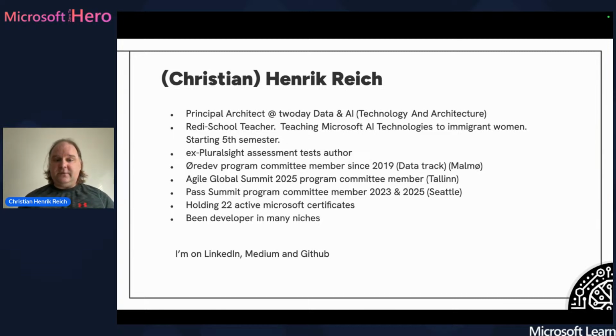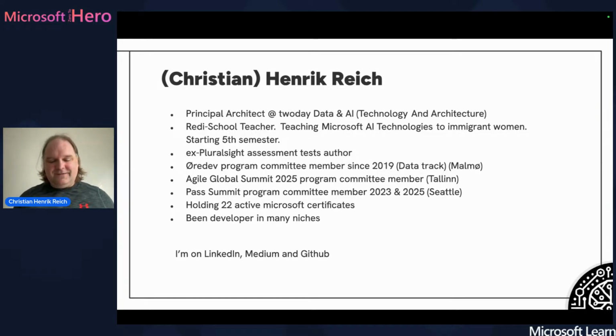I also do teaching in Microsoft AI technologies. We have something called Reich School, which is a program for immigrant women, highly educated women who have trouble finding work in Denmark. It's a training facility. I've also been helping Pluralsight, and I take part in different conferences as well. Currently I'm holding 22 active Microsoft certifications. It used to be 25, but some got retired.